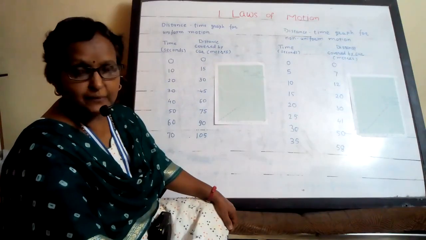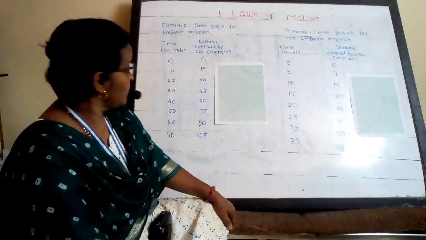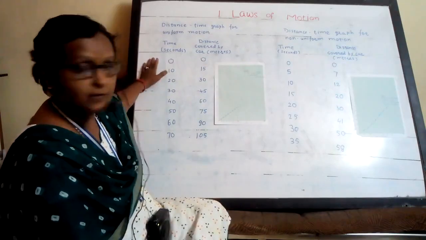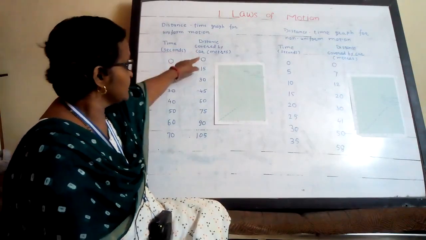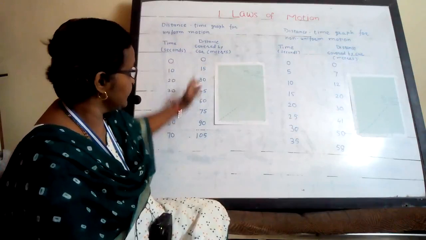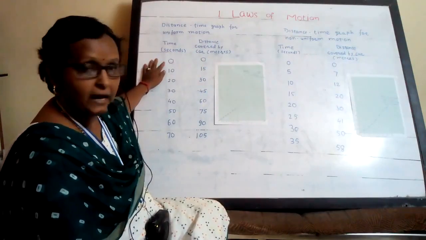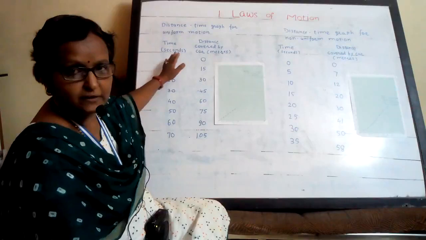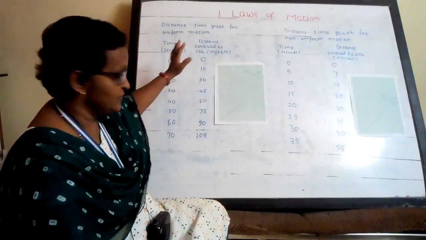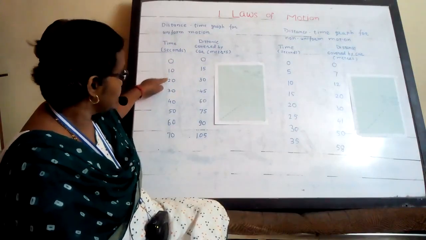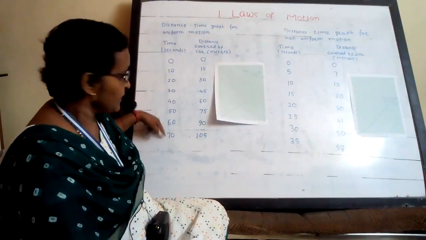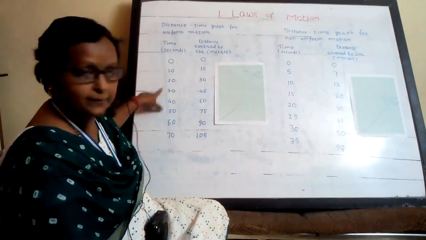You have studied in mathematics how to plot a graph. So, distance time graph for uniform motion. The time is given in seconds and distance covered by a car in that particular time is given here. It is in meters. Now as you know very well, at initial time 0, the initial distance covered is 0. Now the gap is of 10 seconds: 10, 20, 30, 40, 50, 60 and 70. In each 10 seconds means equal time interval is there.